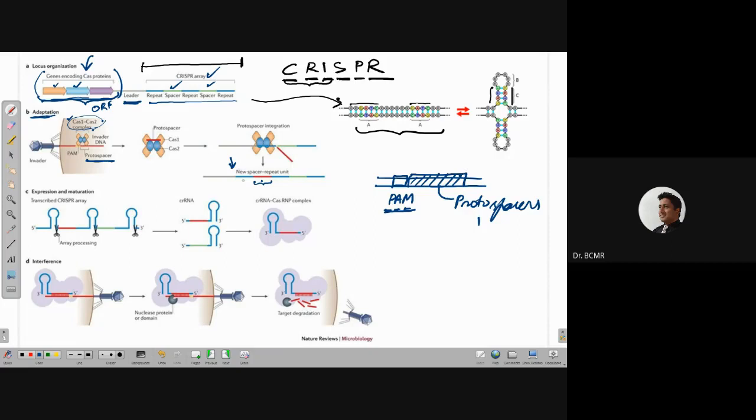So once the CRISPR array is transcribed, there is a promoter which will allow the transcription. And the transcribed CRISPR array is processed to generate several CRISPR RNAs. Those CRISPR RNAs will now associate with another Cas protein. These two Cas proteins, Cas1 and Cas2, are involved in adaptation, picking up the protospacer and integrating it into the CRISPR array. The other one that we have here is also a nuclease, which associates with the CRISPR RNA. Now you have a ribonucleoprotein. RNP is a ribonucleoprotein complex, consisting of CRISPR RNA and Cas proteins.